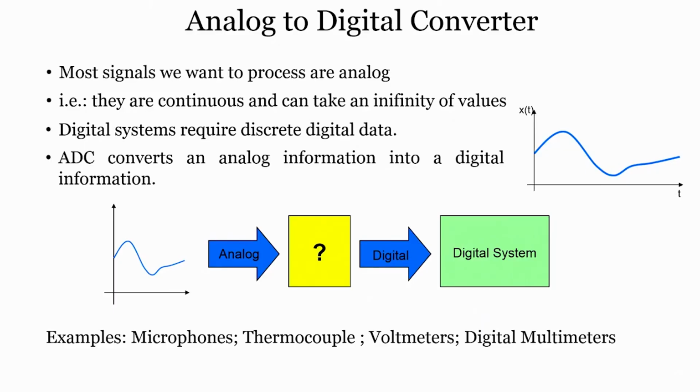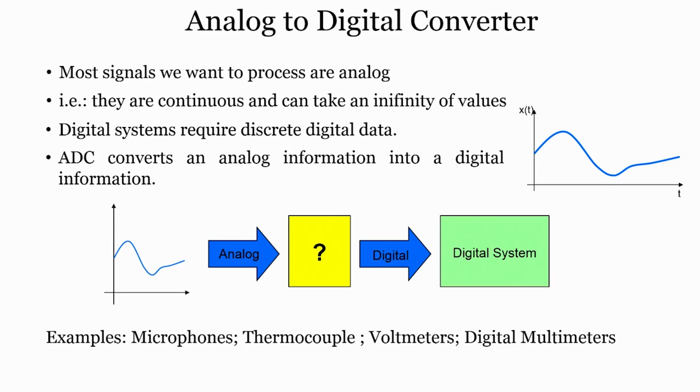Most signals we want to process are analog in nature, and they are continuous and they can take an infinite number of values. For example, if you talk about this particular signal, how many values are in this signal? There are infinite values, right. You can have it like this and you go on designing anything like this, there are infinite values, you cannot really calculate. And they are also continuous. But when you talk about digital systems, it requires discrete digital data. So, the analog to digital converter converts your analog information into digital information, right.